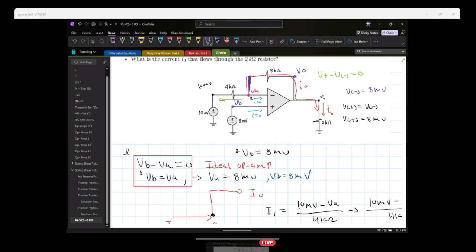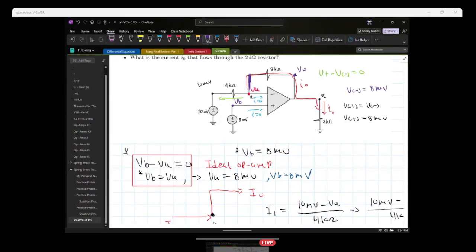Maybe we could do KVL. Because we know VO is 7 minus 10 plus 8, 2 plus 1 is 0. Yeah, minus 10. So look, we do KVL. This is... then this will be another.